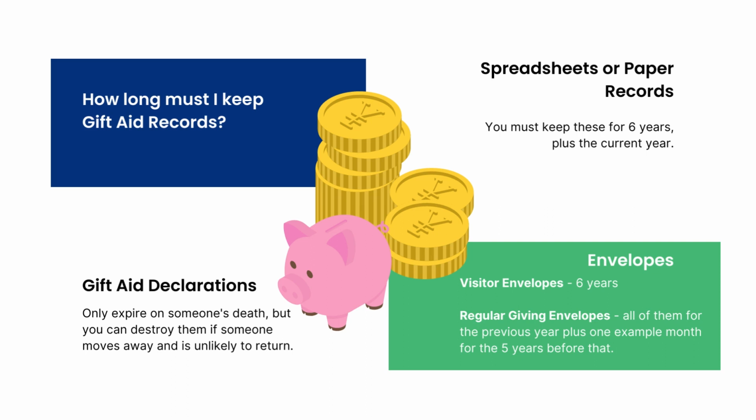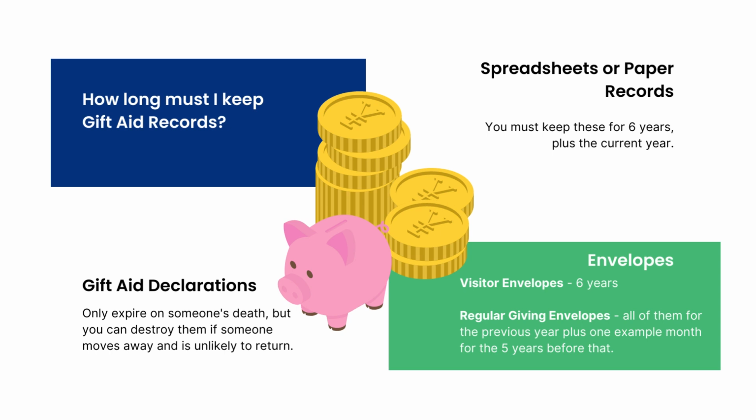So having got your records in place, how long do you need to keep them? You need to keep your spreadsheets or paper records for 6 years plus the current year. Gift aid declarations only expire on someone's death, but you can destroy them if someone moves away and is unlikely to return. For envelopes, if you're using visitor envelopes, you need to keep those for 6 years, just like your records.